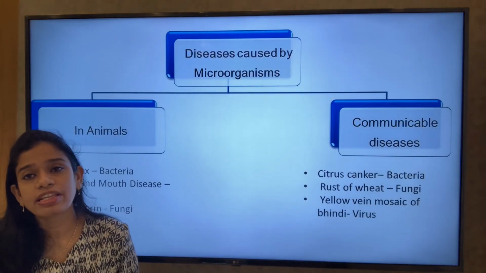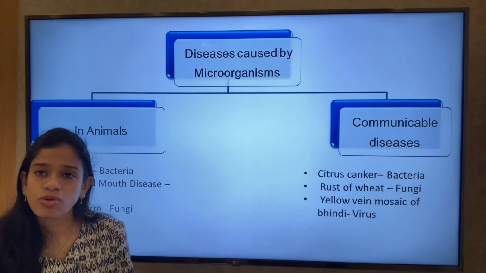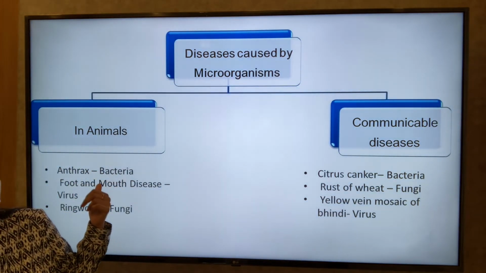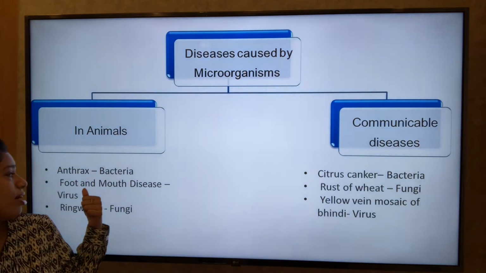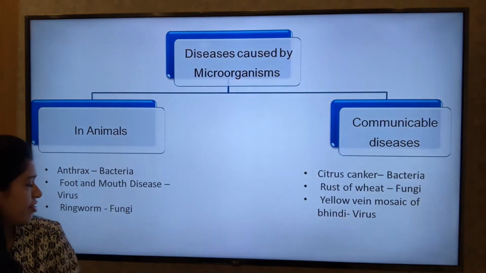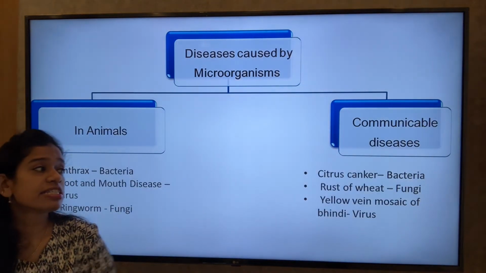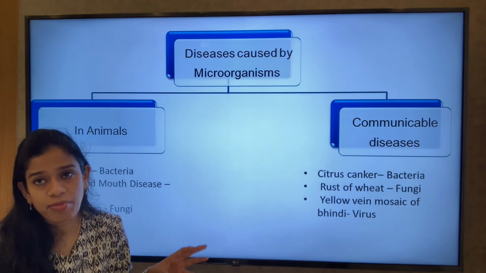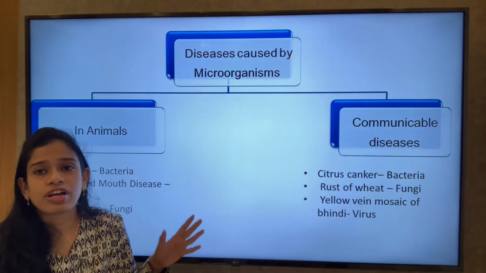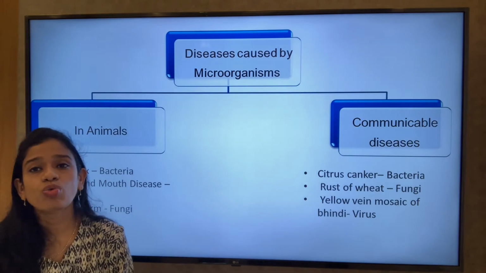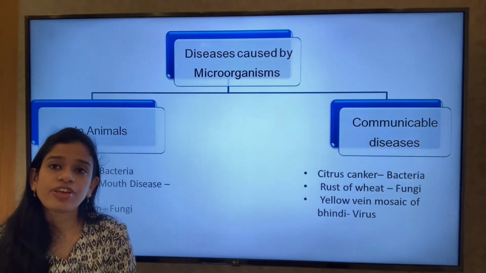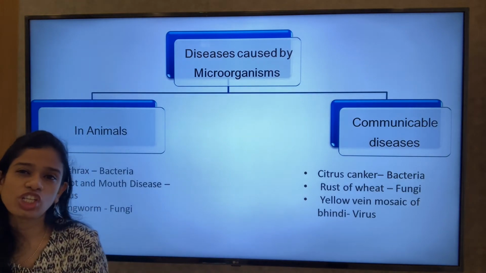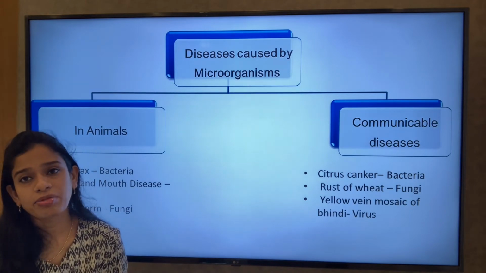Now we will discuss the diseases caused by microorganisms in animals as well as in plants. In animals, there is anthrax caused by bacteria, foot and mouth disease caused by a virus, and ringworm by fungi. In plants, citrus canker, which is specific to citrus fruits like orange and lemon, is caused by bacteria, rust of wheat by fungi, and yellow vein mosaic virus of lady's finger, or okra, is caused by a virus. So these are some examples of disease-causing organisms in animals and plants.